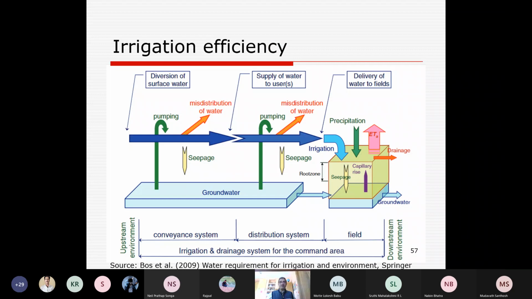This is what you have next class as well. Let me finish here, and next we will talk about irrigation efficiency, and then later on different methods of irrigation.